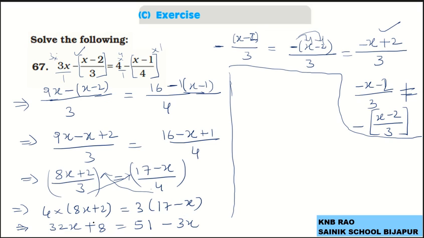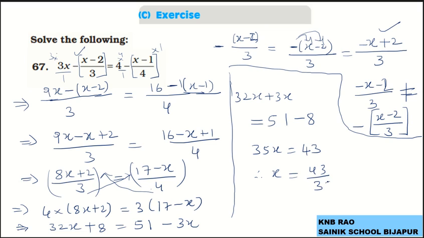This variable terms I will take in one side. So, 32x plus 3x equal to 51 as it is there, and this plus 8, if it comes to the right hand side, it becomes subtrahend, minus 8. So, 32x plus 3x is 35x, 51 minus 8 is 43. So, x equal to, therefore, 43 upon 35. So, this becomes the solution. So, this is how we solve this question.